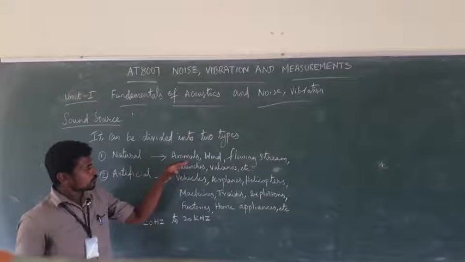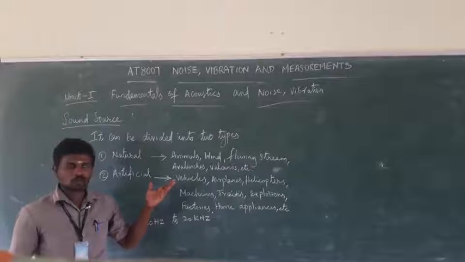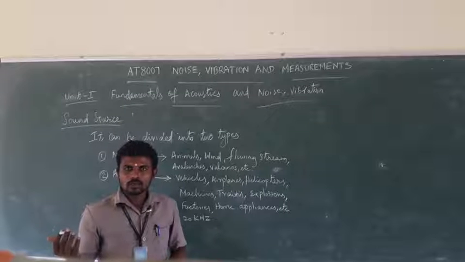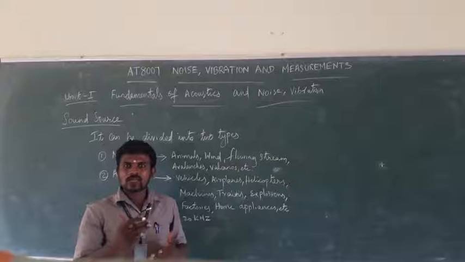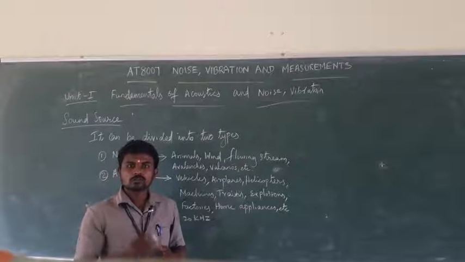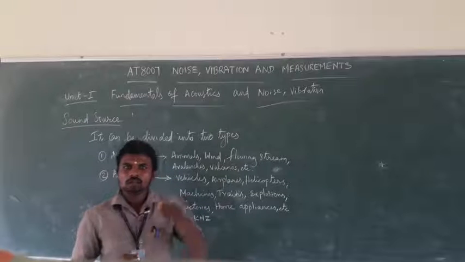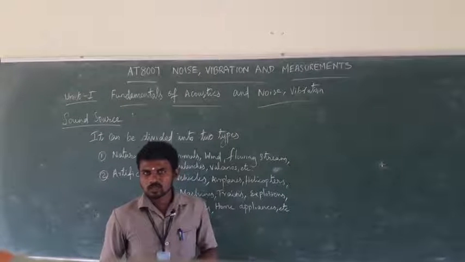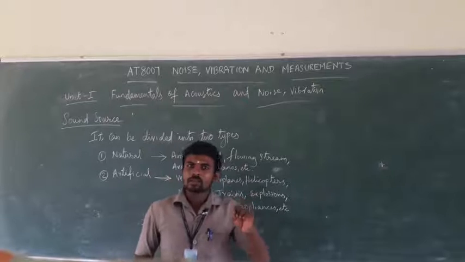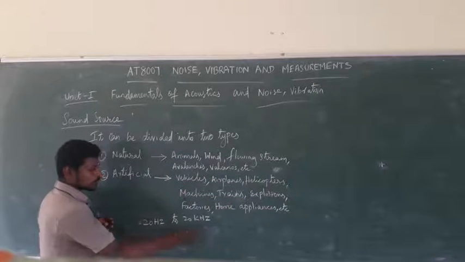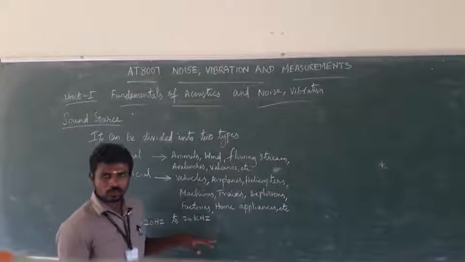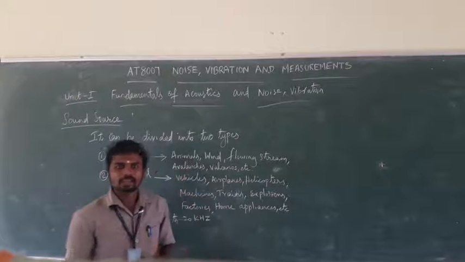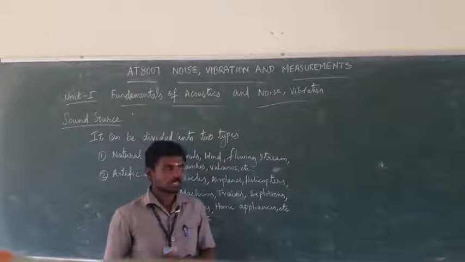Then here we know animal sounds, the animal will put out a sound, and when the wind is moving, wherever there is wind, it will produce some noise, right? When can we say sound, and when can we say noise? Sound means the frequency is less than 20 kilohertz. When the frequency is greater than 20 kilohertz, that is noise, right?